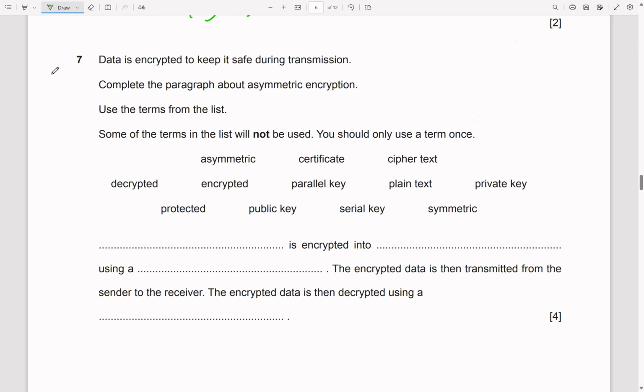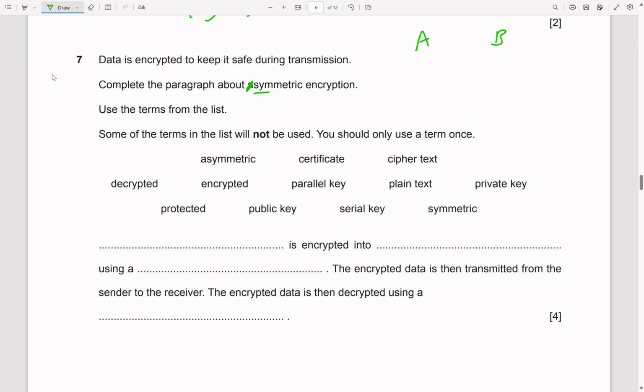Question 7 says data is encrypted to keep it safe during transmission. Complete the paragraph on asymmetric encryption. Use the terms from the list, and some of the terms in the list will not be used. You should only use each term once. Let's just recap both. If we've got symmetric, not asymmetric, then you're going to have A and B, and they're both using the same key, the same private key.